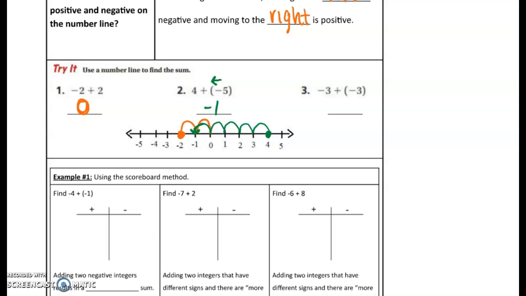So the last one we have, I'm going to erase these so that we can see it. We start at -3, and it's -3 plus -3. So -3, and then it says plus -3, so I'm going to go to the left 3. So 1, 2, 3, and that puts me at -6.